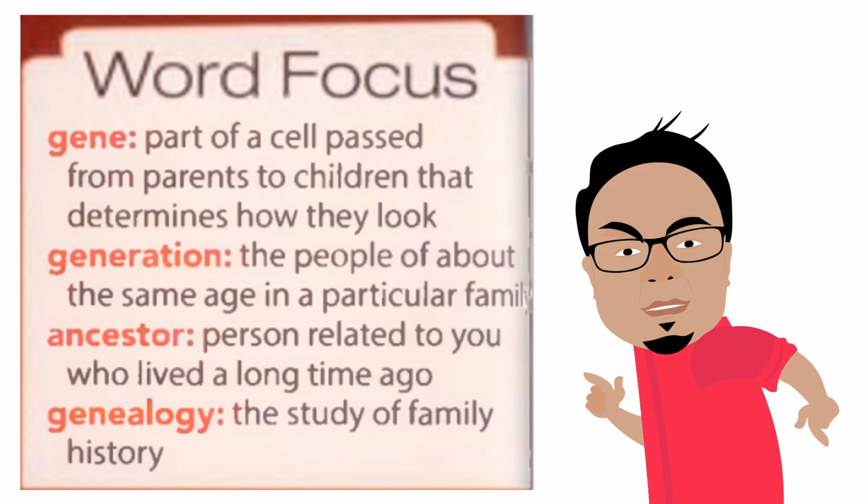Number 1, gene. Gene is part of a cell passed from parents to children that determines how they look. The next word is generation. The people of about the same age in a particular family. Next, ancestor. A person related to you who lived a long time ago. And the last word is genealogy, the study of family history.